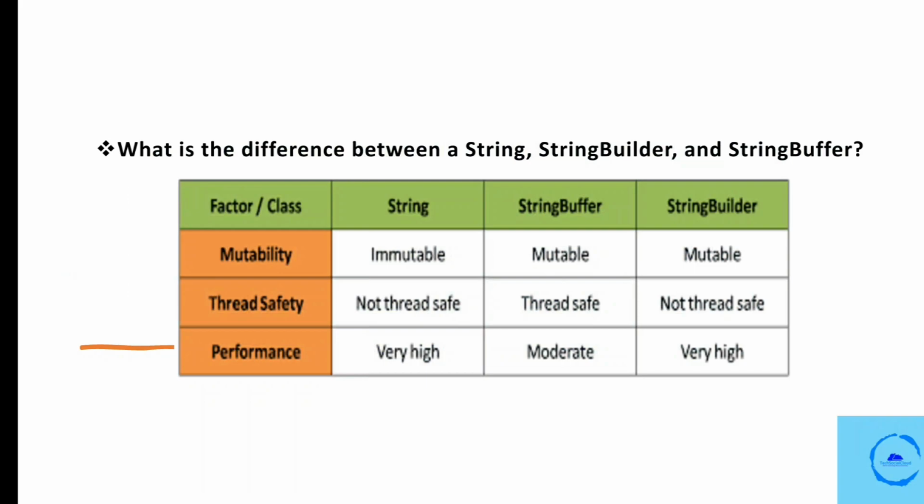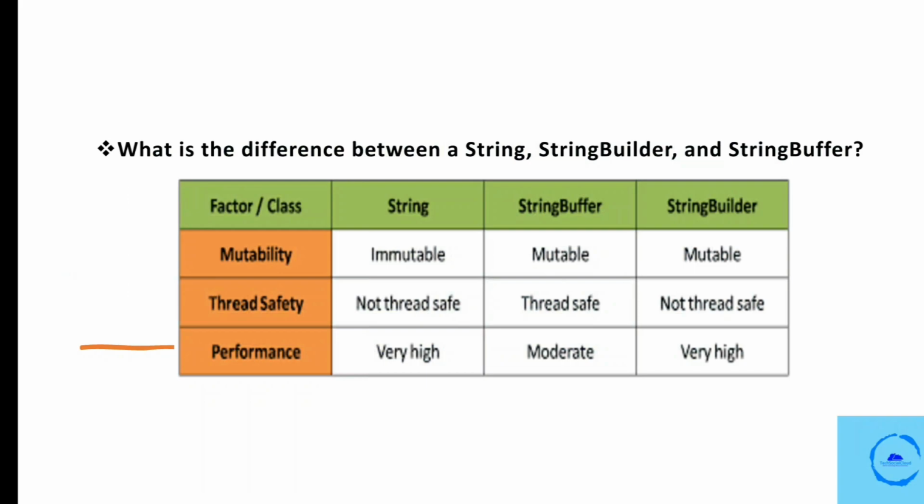So first is immutability. Strings are immutable, meaning that once a string is created, its content cannot be changed. Operations that seem to modify a string actually create a new string object. StringBuilder and StringBuffer are mutable, allowing modification to the content without creating a new object. StringBuilder is not thread safe, while StringBuffer is thread safe due to synchronized methods. This makes StringBuilder more efficient in a single threaded environment.